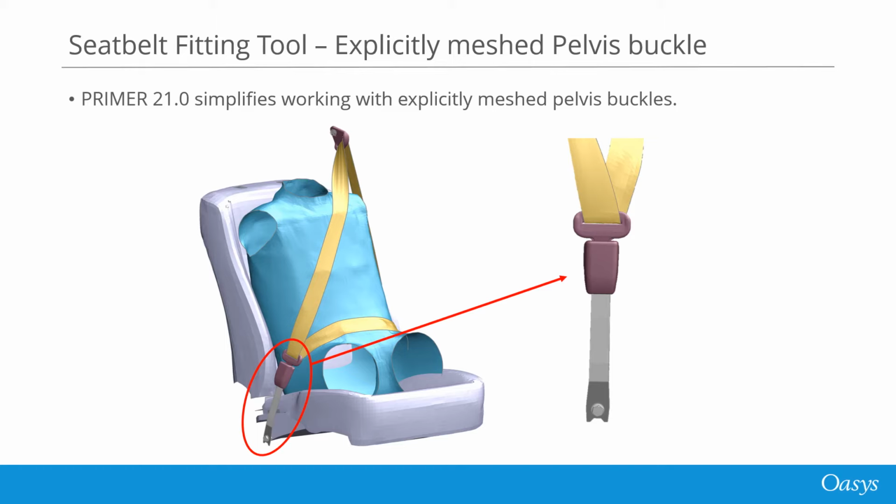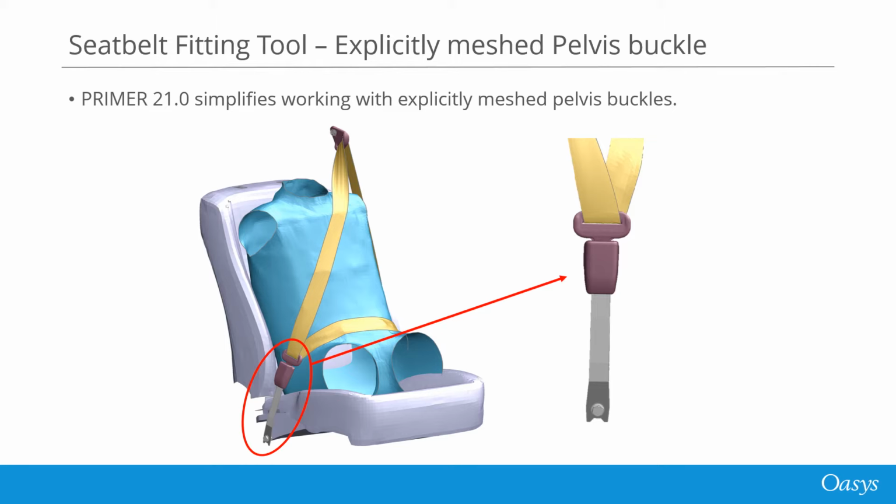A typical 3-point automotive seatbelt will have a slip ring near the shoulder and the pelvis area that affect the shape of the belt. There are various options for modeling slip rings in Primer, but the most realistic are explicitly meshed slip rings. However, using explicitly meshed slip rings can be tricky and time-consuming, as it is difficult to fit the belt through the small slip ring slot. It can also be hard to predict the natural position of the pelvis slip ring, which previously required manual readjustment after an initial fitting and a repetitive fitting process.